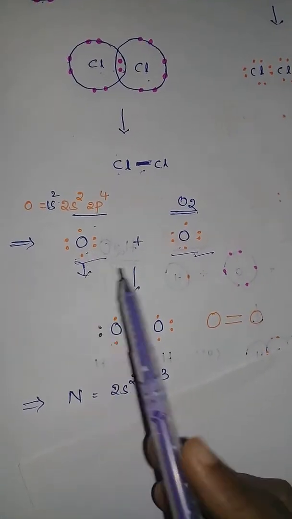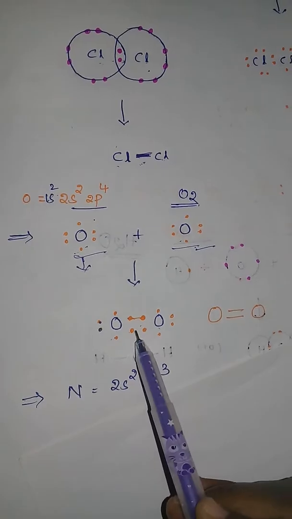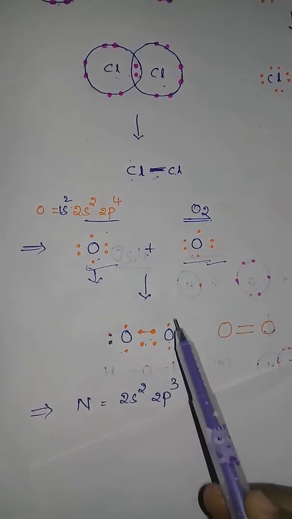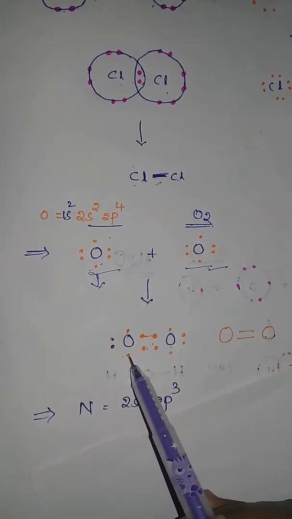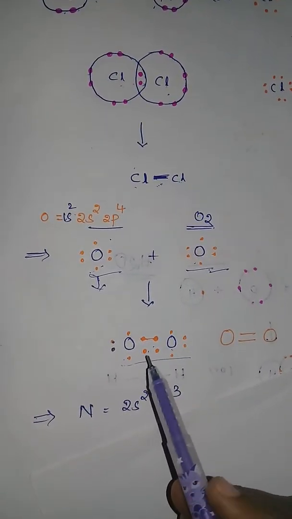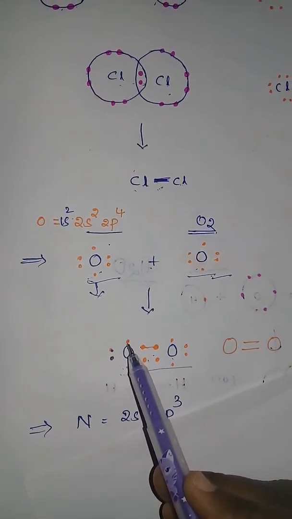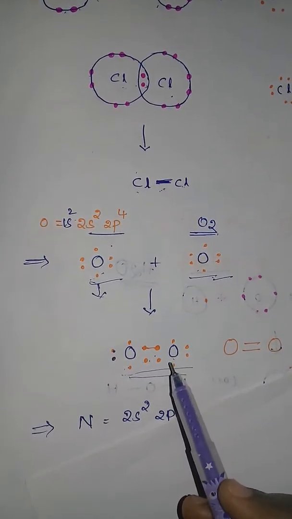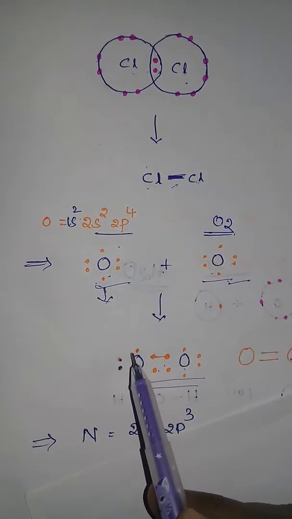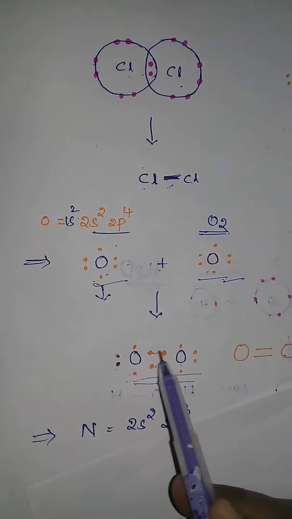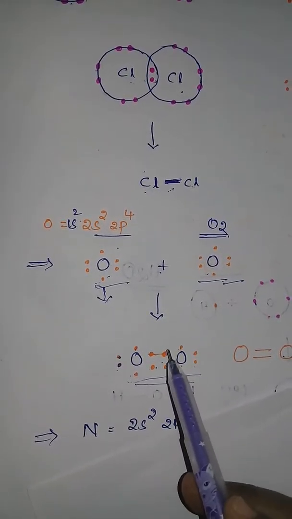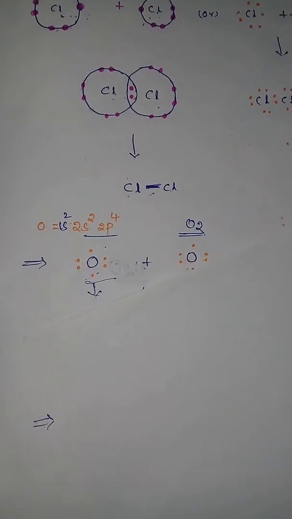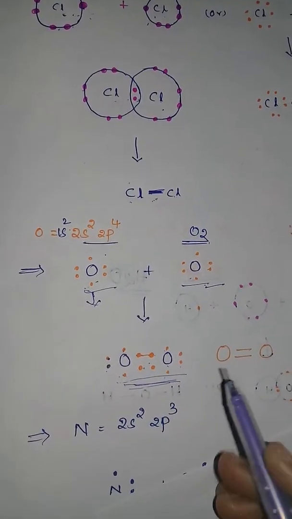See here, this oxygen shares 2 electrons and this oxygen shares 2 electrons. After sharing 4 electrons between the 2 oxygens, this O2 molecule attains stable configuration or octet configuration. See 1, 2, 3, 4, 5, 6, 7, 8, and 1, 2, 3, 4, 5, 6, 7, 8. So each oxygen has 8 electrons. So the structure is octet structure or stable structure.